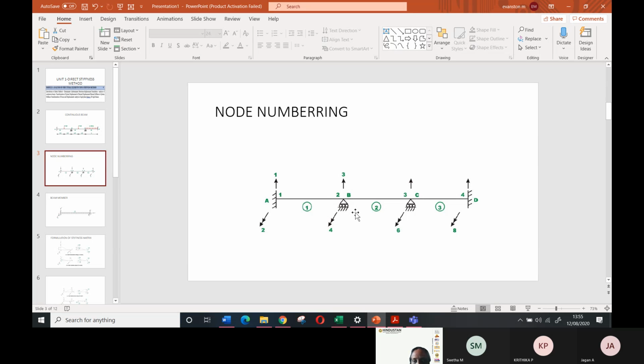Yesterday we learned how to find the reactions of a simply supported beam. So the first one is the simple support, the second one is the fixed support, and the third one is the roller support. If I keep the scale in such a way that my finger is at the bottom of the scale, it acts as a simple support.